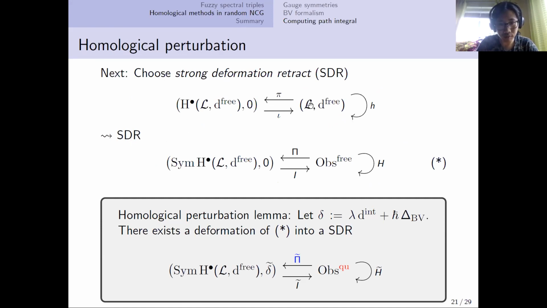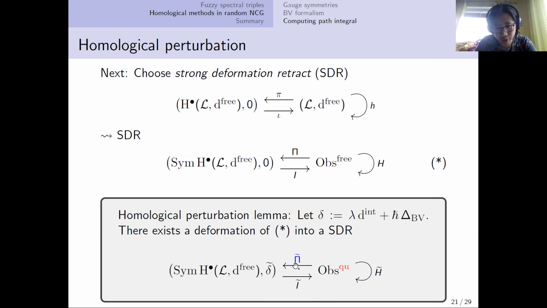So this is what one uses. We choose this strong deformation retract, and in particular we have this cohomology here. And then we take the sum of everything to get the free observables and the symmetric algebra of the cohomology. Then we have a theorem, the homological perturbation lemma, which says that we can deform this differential, and we can obtain another strong deformation retract of this strong deformation retract, in the following form.